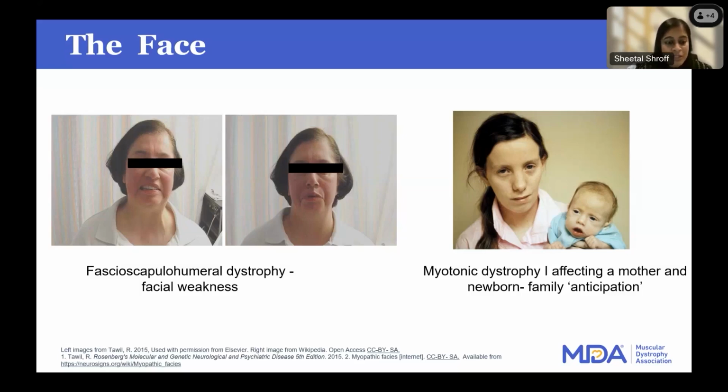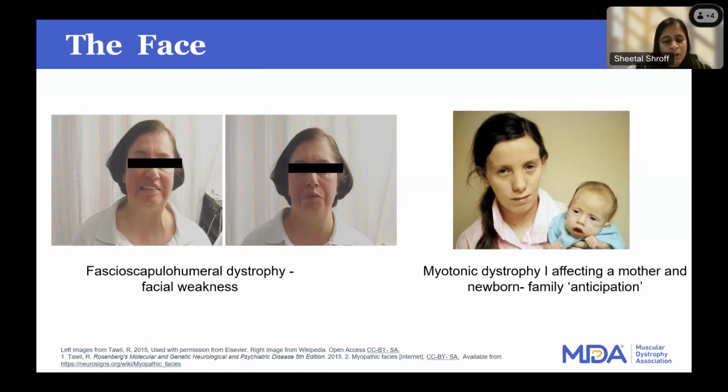The muscles of the face are weak, and typically these features are there for a long period of time. Whenever there's a facial droop, one suspects, okay, is this a stroke? But if you ask these patients, these are long-standing. It's been there for many years. So that's indicative or suggestive.